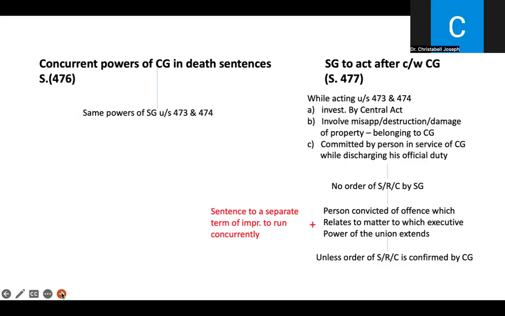Now, if you look at the second subsection under section 477, it very clearly talks about concurrent sentencing involving the union. What this subsection is telling us is that if an individual is convicted of multiple offenses, and some of the offenses pertain to matters under the union executive powers and are sentenced to concurrent imprisonment terms, any order of suspension, remission, or commutation by the state government will not take effect unless the central government has also made a corresponding order for the offense related to union matters.